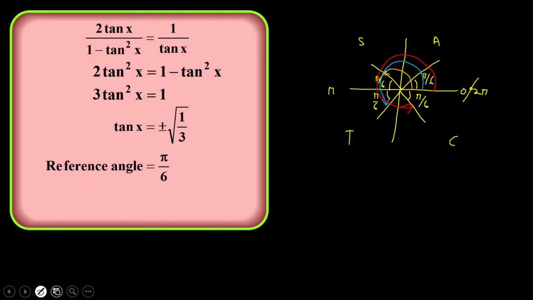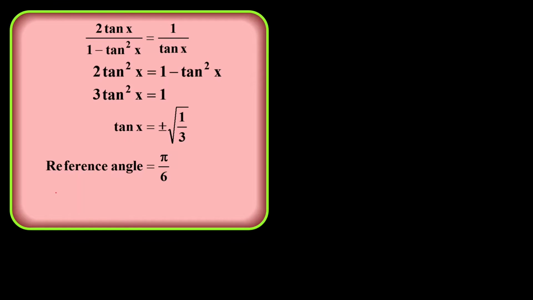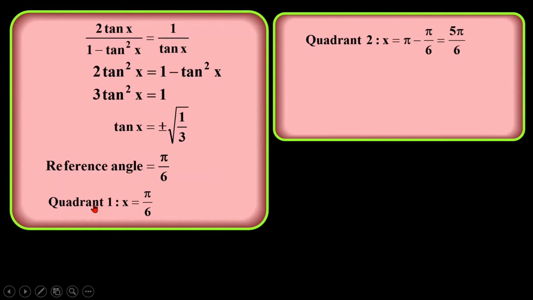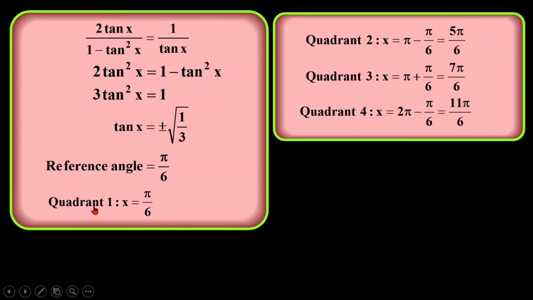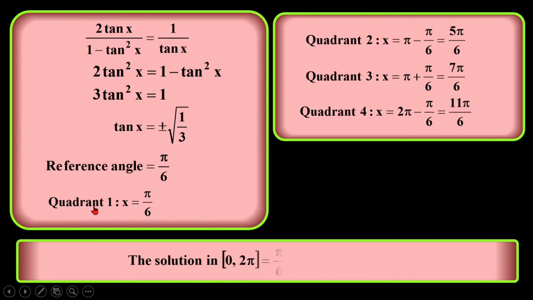Okay, so let me clear that off and write down the solution for you. The reference angle for me is the first quadrant, pi over 6, like we saw just now. Then the second quadrant, third quadrant, and fourth quadrant. So now my final answer, I'm going to arrange all of them properly. The solution from 0 to 2 pi will give me pi over 6, 5 pi over 6, 7 pi over 6, and 11 pi over 6. I'm done. Okay?